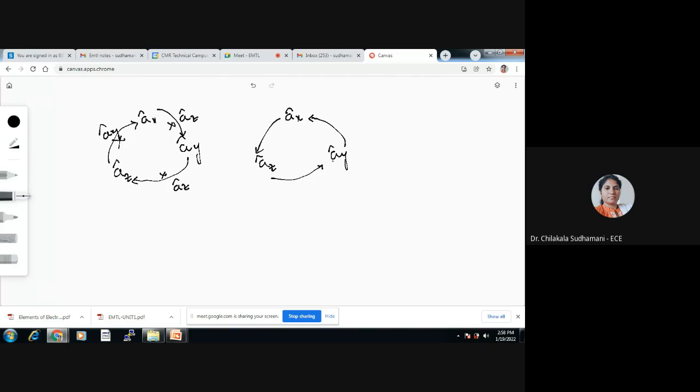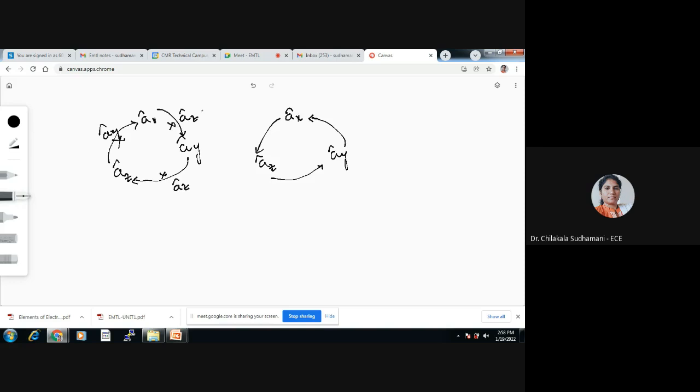Okay, AX, AY, AZ. I'm taking in the opposite direction, not in a clockwise direction. I'm taking in an anti-clockwise. So clockwise means you got AZ. What is the commutative property? Is it satisfying the commutative or anti-commutative? Anti-commutative.